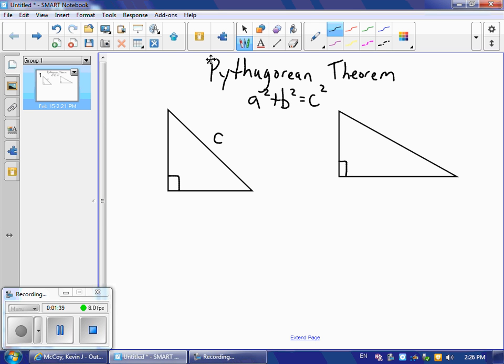In other words, the 90-degree angle with that little box that we drew will not touch the hypotenuse. And then we've got a and b. It really doesn't make any difference which one you call a and which one you call b in this case. So over here, c is the hypotenuse, a and b, those are the legs of the right triangles.